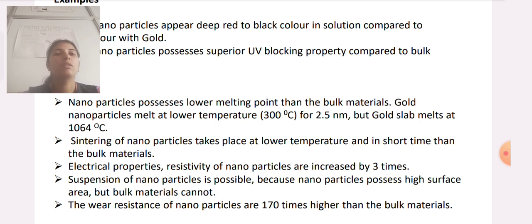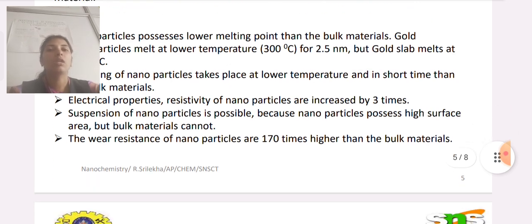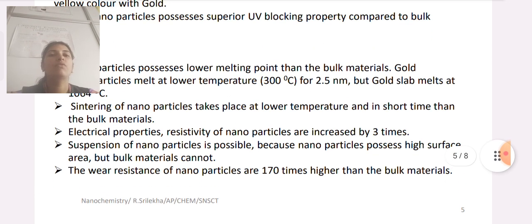Electrical properties: resistivity of nanoparticles is increased by 3 times. Suspension of nanoparticles is possible because nanoparticles possess high surface area, but bulk materials cannot be suspended. The wear resistance of nanoparticles is 170 times higher than that of bulk materials.